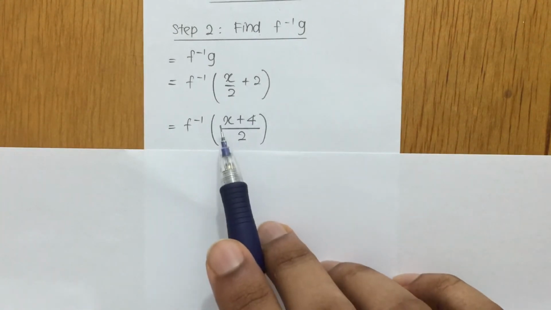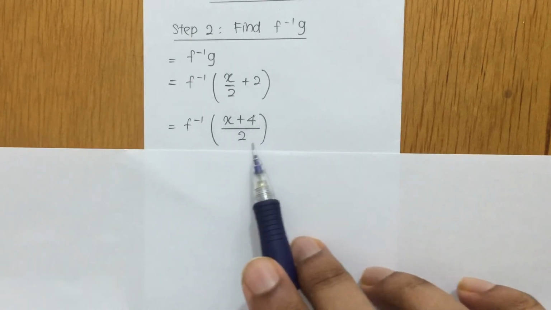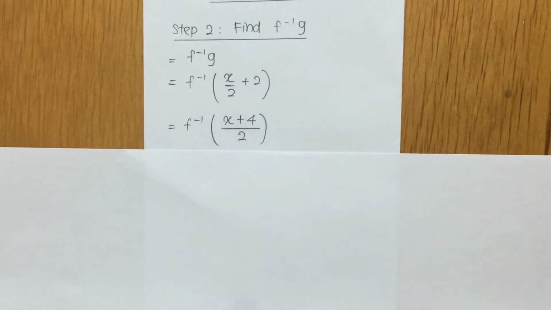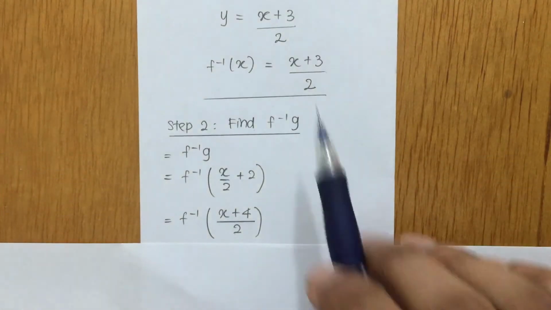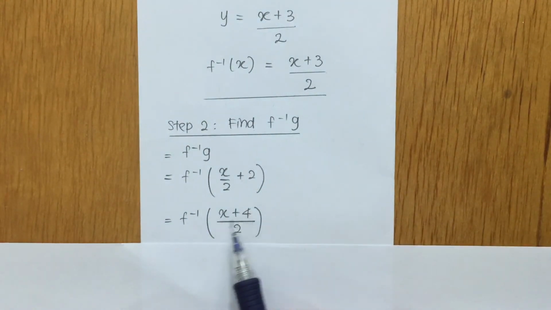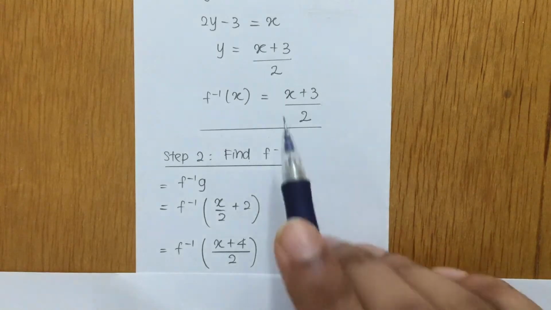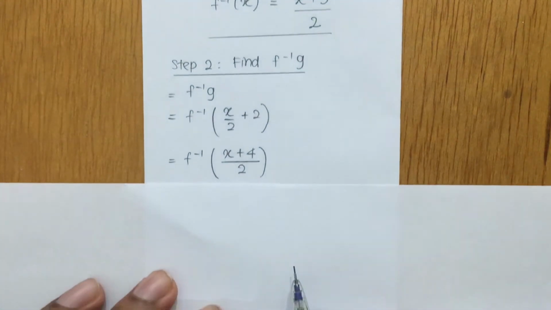Once you have the single fraction x plus 4 over 2, now you can map this x plus 4 over 2 into the f inverse. Since your f inverse is x plus 3 over 2, this x plus 4 over 2 will be mapped into the place of x here. So let me show you the working now.